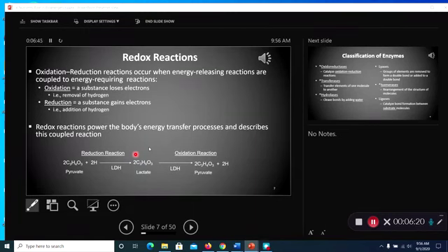So, for instance, the addition of hydrogens. And that will become important when we're talking about these bioenergetic pathways, because we are aerobic beings and we need to take NADH and FADH to get to the electron transport chain. That's going to be important to talk about. And even in creating other substances like lactate, we need to be able to watch the hydrogens and their related electrons to fully understand the conversion of, say, pyruvate to lactate. So redox reactions power the body's energy transfer processes and describe this coupled reaction.